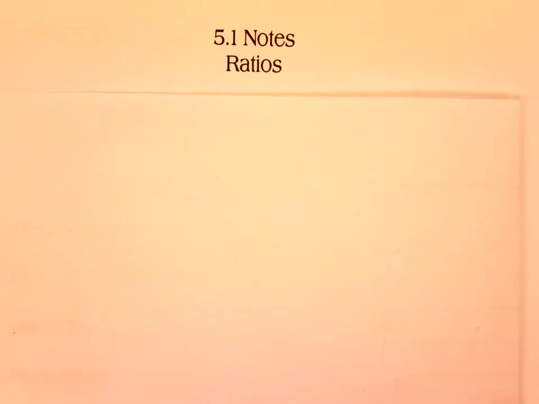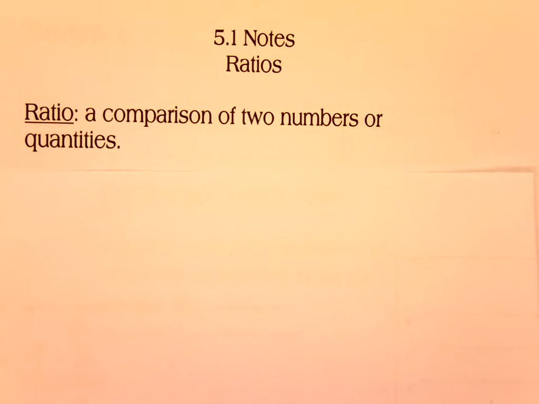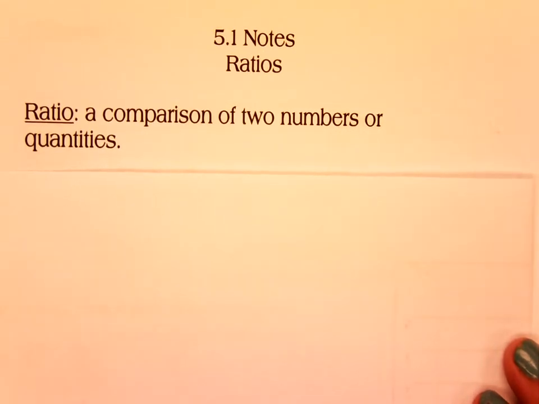Okay, so today's lesson is 5.1 notes. It's on ratios. The definition of ratio is a comparison of two numbers or two quantities. When we're comparing, you have to have two things, like boys and girls, or cats and dogs. So you're comparing two things.